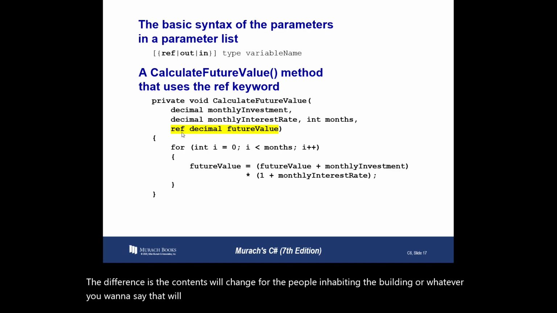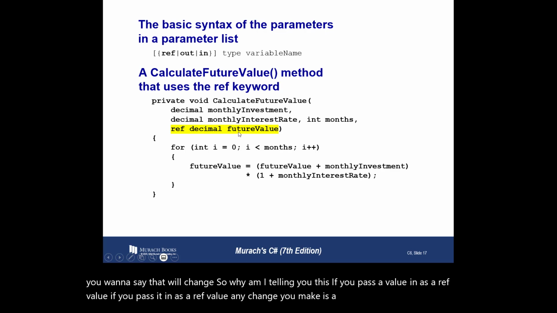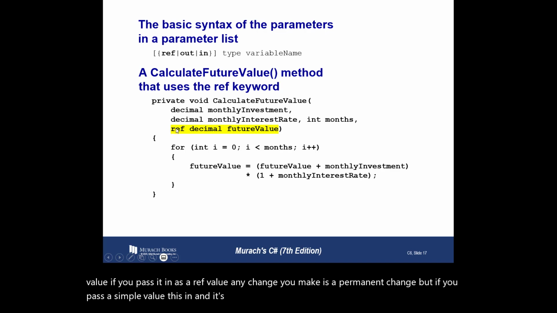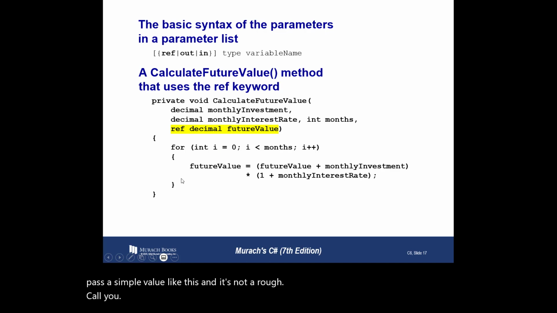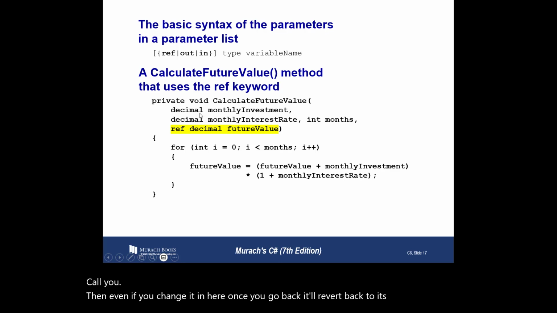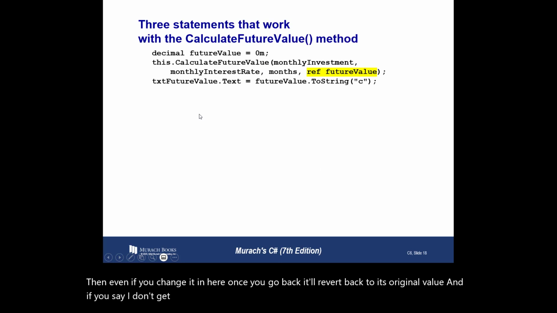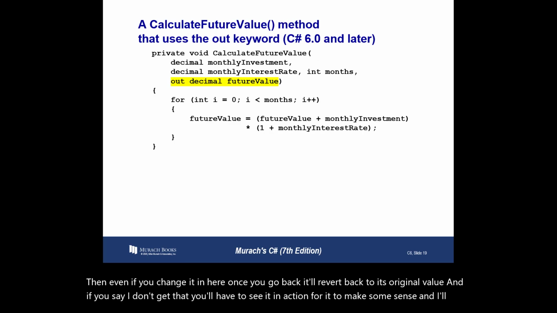So why am I telling you this? If you pass a value in as a ref value, any change you make is a permanent change. But if you pass a simple value like this in, and it's not a ref value, then even if you change it in here, once you go back, it'll revert back to its original value. And if you say, I don't get that, you'll have to see it in action for it to make some sense. And I'll try to show you some examples in just a moment.